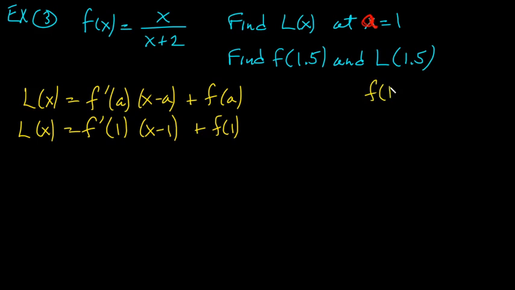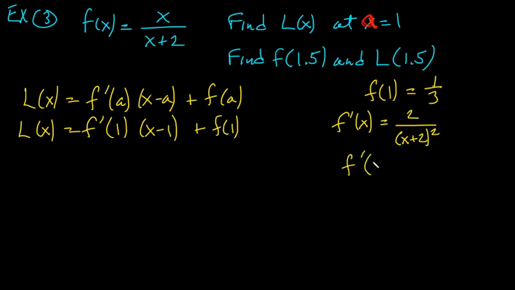So f of 1, of course, is 1 over 1 plus 2, 1/3. And the derivative of x over x plus 2, you probably want to use the quotient rule. You should get 2 over x plus 2 squared. And then plugging in 1, you get 2 over 1 plus 2 squared. 3 squared is 9. So 2 over 9 for the slope.